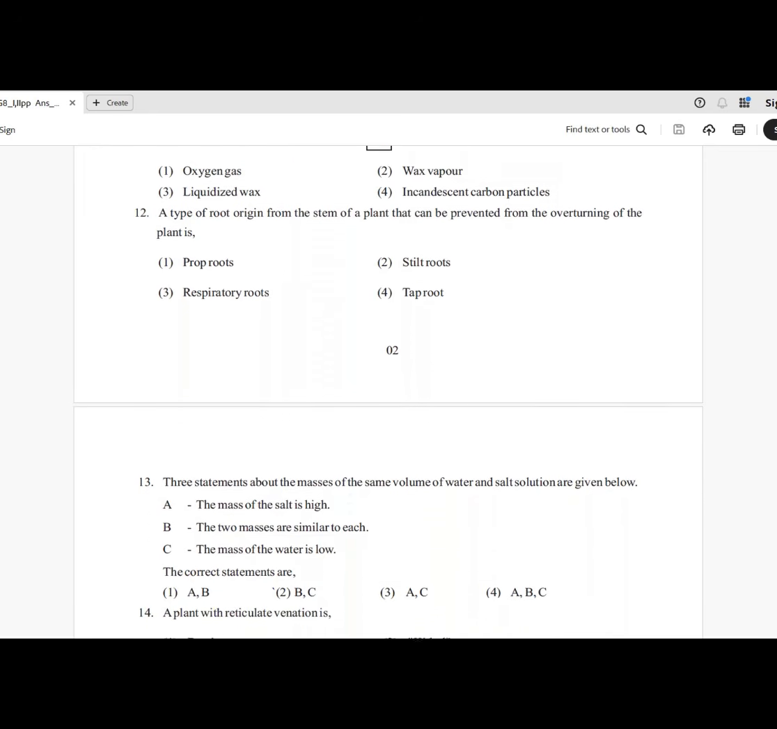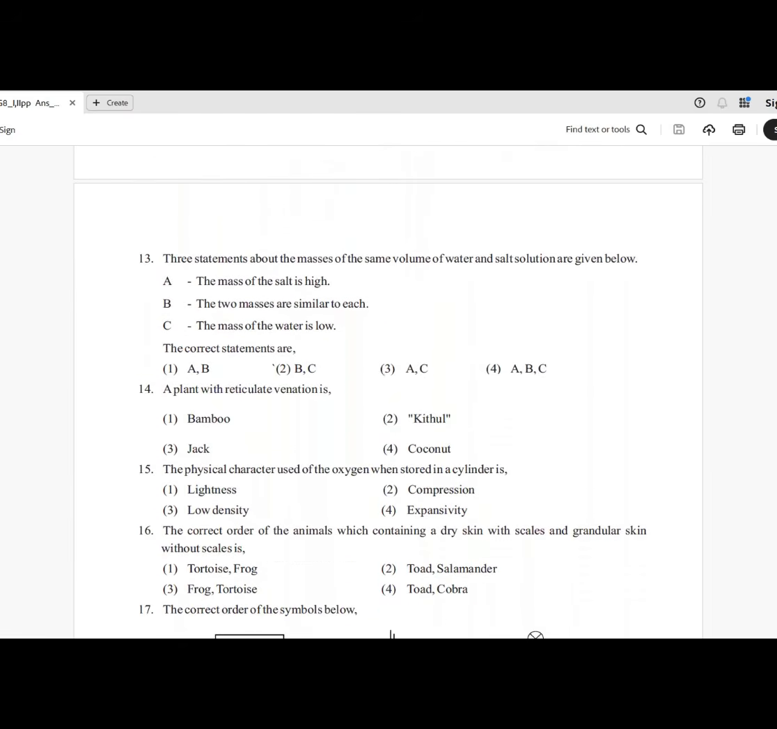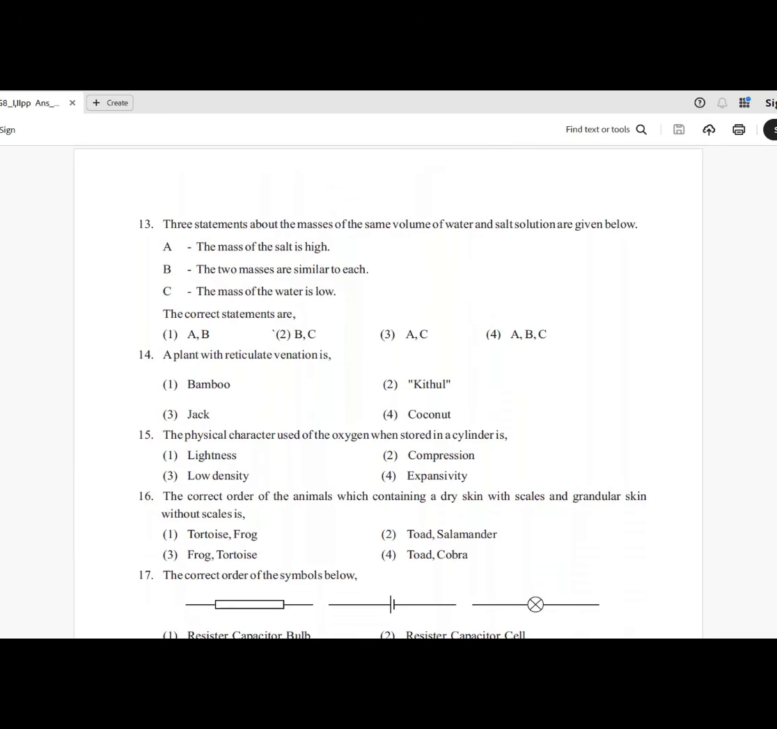Question number 13. 3 statements about the masses of some volume of water and salt solutions are given below. A. The mass of the salt is high. B. The 2 masses are similar to each other. C. The mass of the water is low. The correct statements are: answer number 3, A and C. Salt solution has higher mass than pure water, so salt increases mass, and water has low mass. Statement B is incorrect.